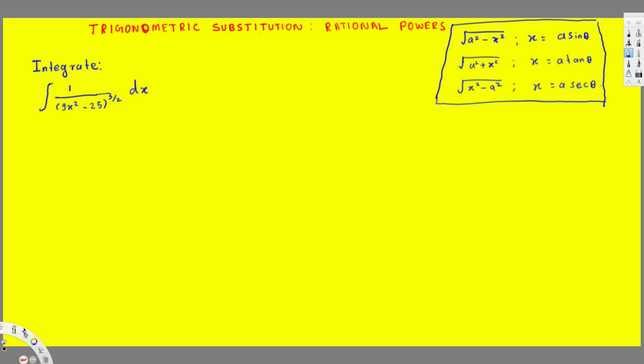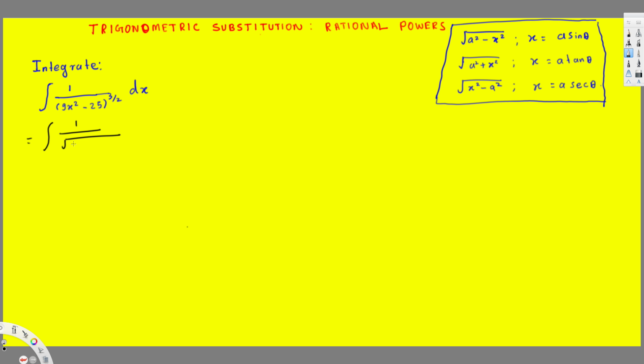Let's do this problem right here. We have the integral of 1 over (9x² - 25)^(3/2). So let's rewrite this one as the integral of 1 over... we know that a power of 1/2 means a square root, right? So we can write this as (3x)² - 25, because we are trying to bring one of these patterns right here. Then only can we do this trigonometric substitution.